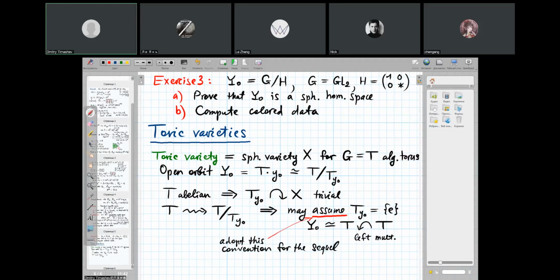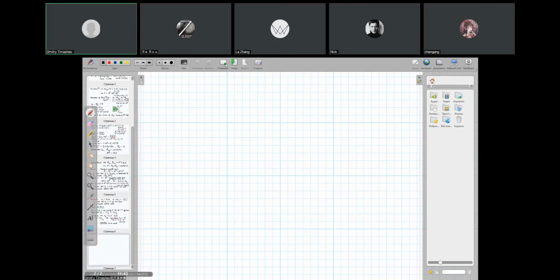Okay, let us describe the color data for toric varieties, because the color data are the things which allow us to study toric varieties, different toric varieties containing a given orbit, a given torus, and so on. So let me turn to the next page.